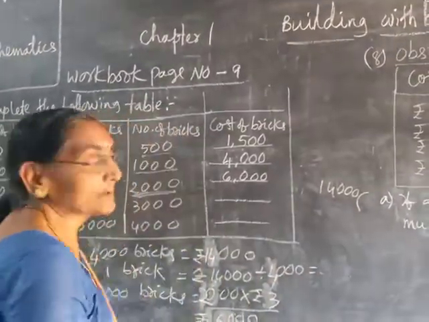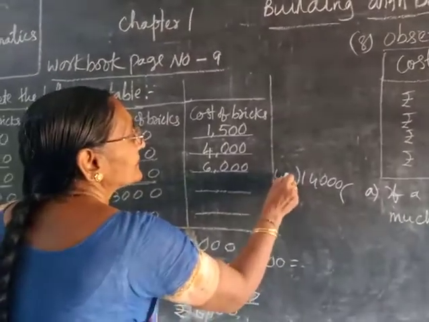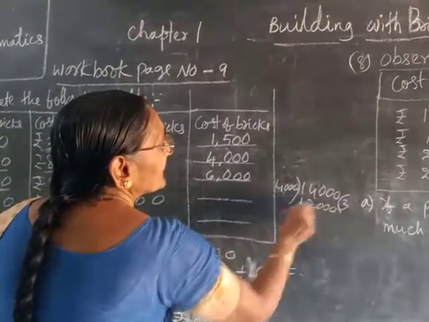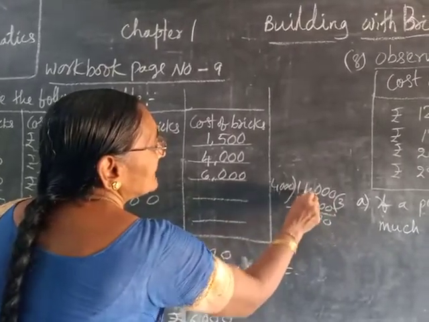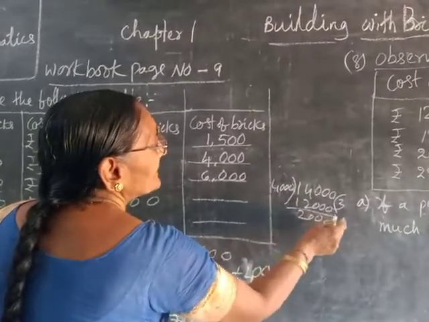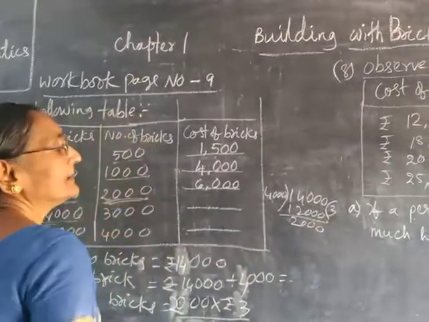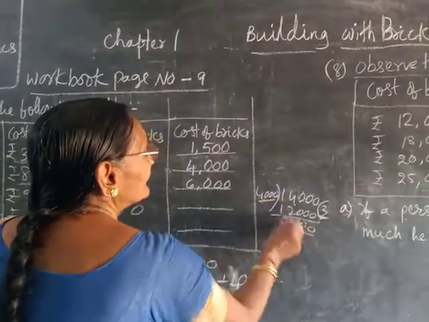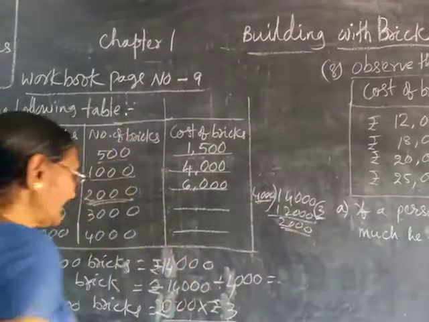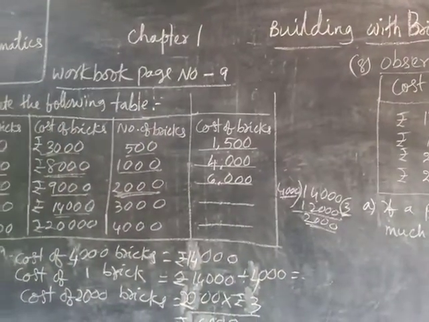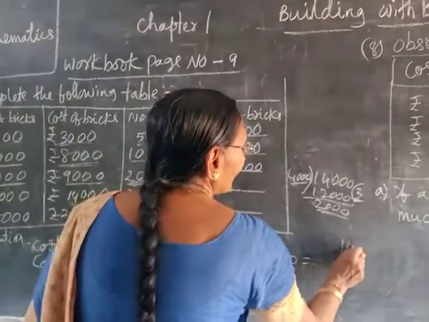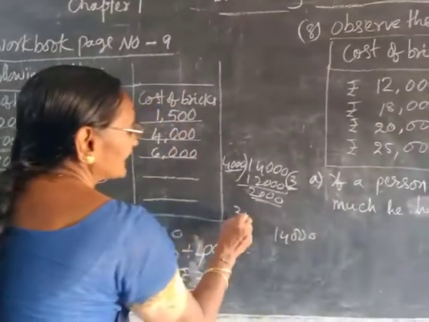Here, 14,000 divided by 4,000. 4,000 times 3 is 12,000. Then how much will come? 2,000. Then it is 3 rupees, and the remainder is half. Half means 50 paise. So it would be 3 rupees 50 paise.